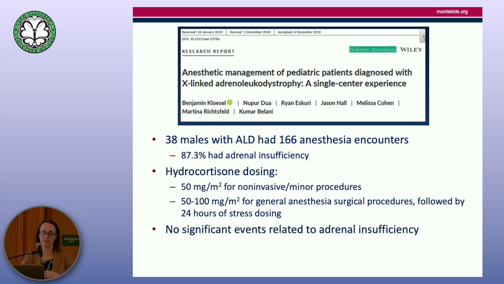And this is a publication from Minnesota where they talked about stress dosing for their ALD men. And what they found is they had no events with giving the hydrocortisone. And that's kind of what I find too. If you give it, the anesthesiologist or the ICU doc who's doing the sedation knows, oh, it's like a reminder. This kid has adrenal insufficiency. If something happens, I need to remember that. So I personally do it, but not everyone does.